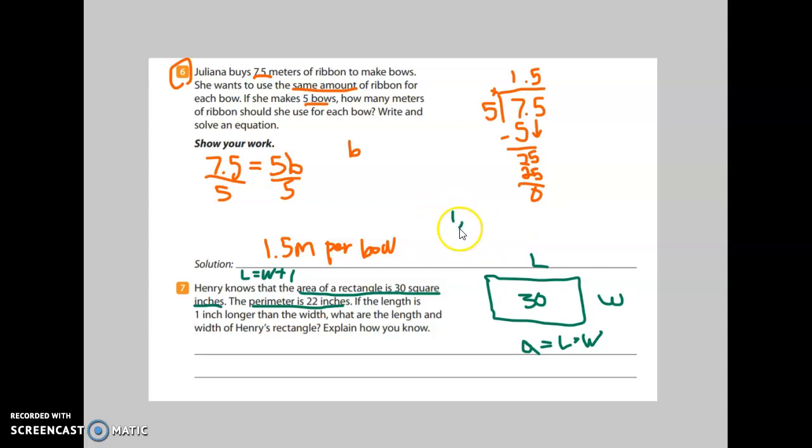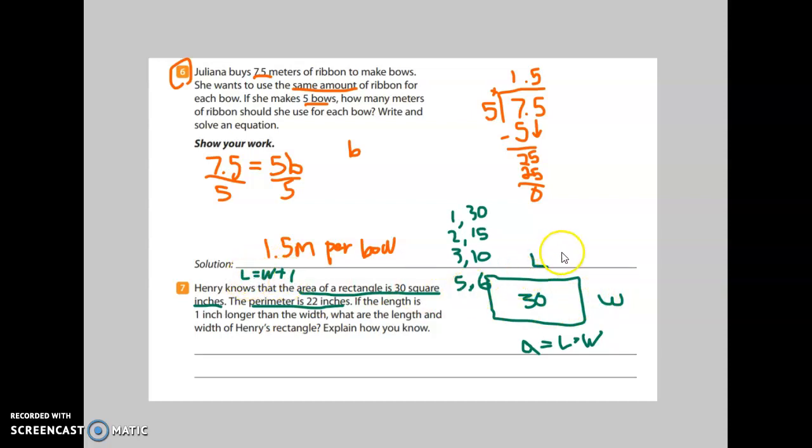So I have 1 and 30. I have 2 and 15. I have 3 and 10. 4 is not a factor. 5 is a factor. 5 and 6. Oh, okay, let's look at this. 5 and 6. If my width was 5, that'd be 5 plus 1 equals 6.